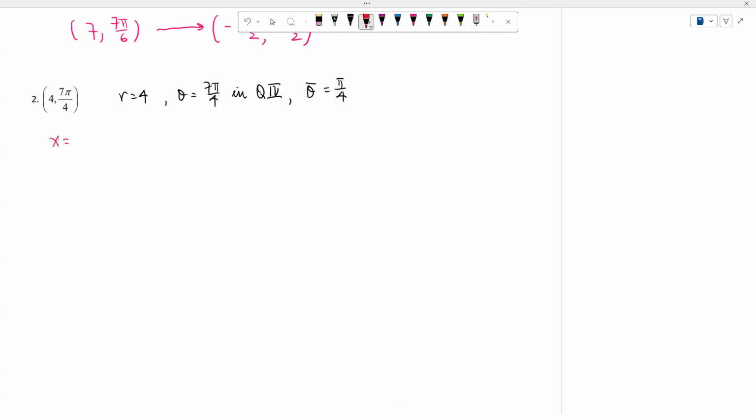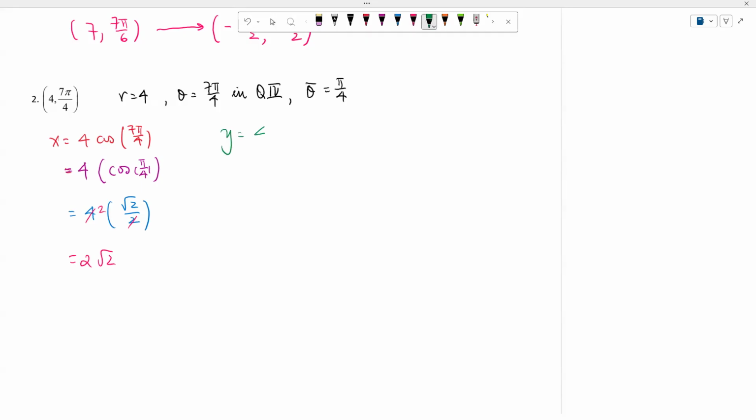And then x equal to 4 times cosine of 7 pi over 4. And 7 pi over 4 is in quadrant 4, and in quadrant 4, cosine is positive. So I will have 4 times root 2 over 2. Then of course my answer will be 2 root 2.